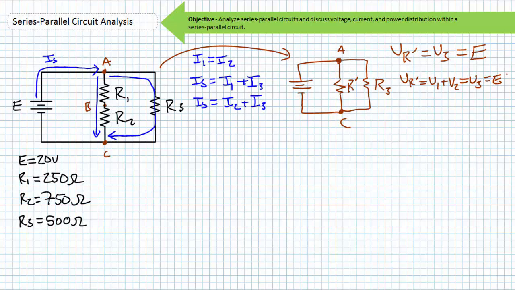If R prime is in actuality R1 in series with R2, it would stand to conjecture that those resistors that compose R prime should drop representative portions of VR prime. If we now crack open R prime to be the series combination of R1 and R2 and apply Kirchhoff's voltage law, we realize this loop contains a rise of E and a fall of V1 plus a fall of V2, where again V1 plus V2 should equal V3.